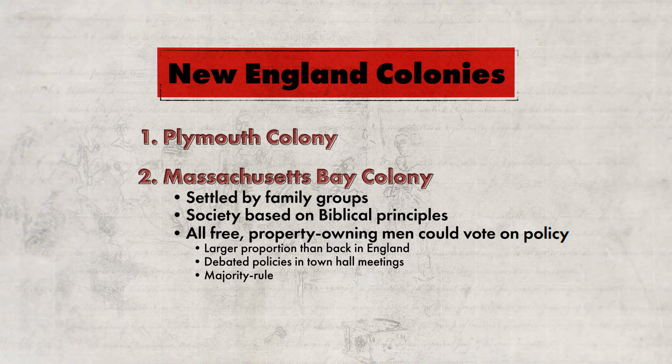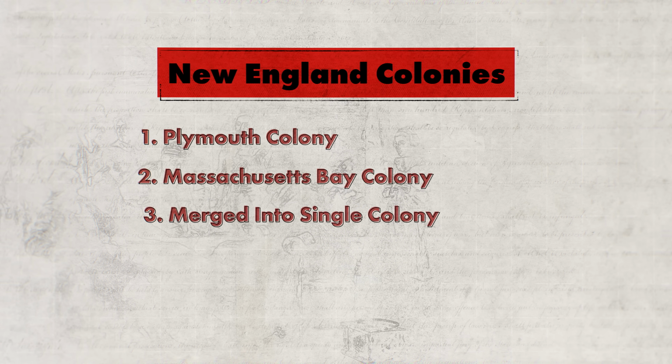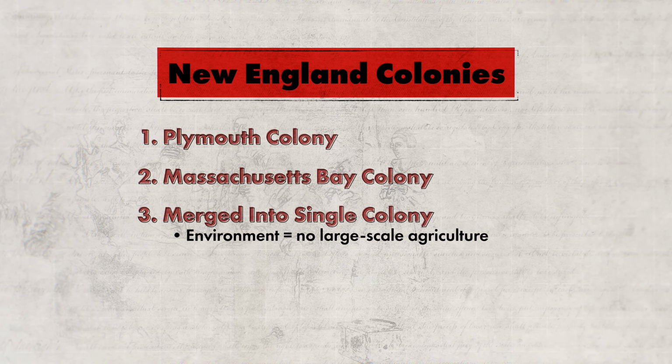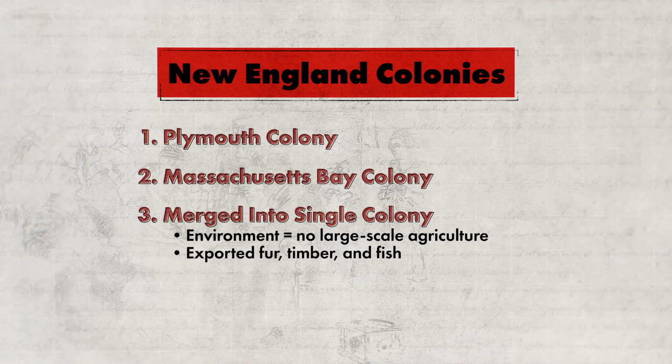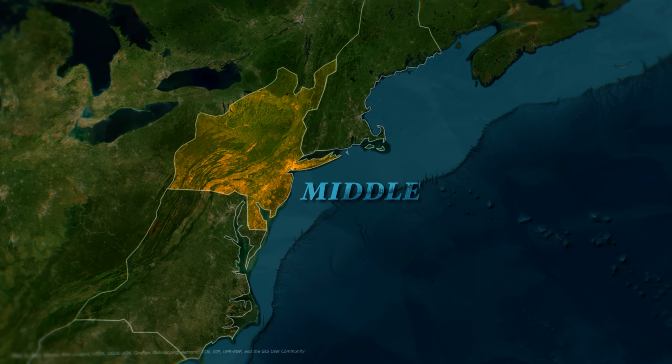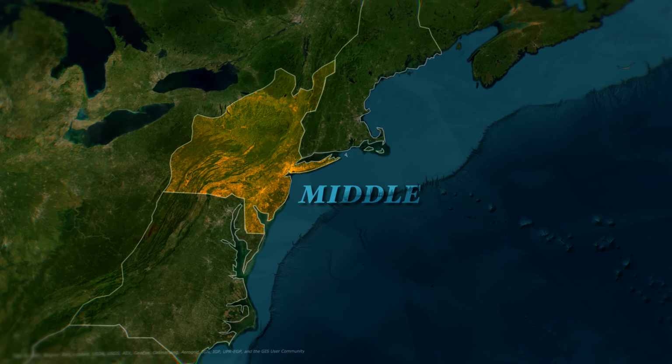Anyway, eventually Massachusetts and Plymouth merged into a single colony, and because the region made large-scale farming difficult, these people created an export economy based on the abundant resources in the region like fur and timber and fish. Okay, so now let's head south to the middle colonies, namely New York, New Jersey, Delaware, and Pennsylvania.